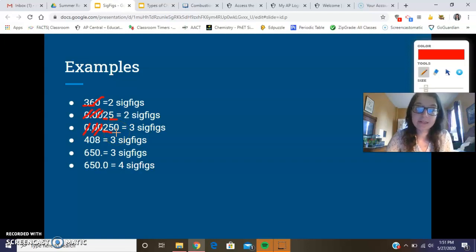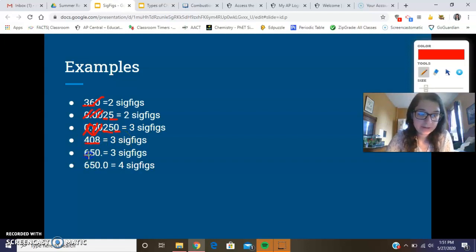Remember, a 0 is significant after a non-zero if there is a decimal somewhere in the number. Here we have a decimal, so that tells me that this is significant as well. So I have 3 sig figs here. Here I have a 4 and an 8 that are both significant, and then in between them I have a 0 that is sandwiched. Any 0 that is between non-zeros is always significant, so I have 3 sig figs here.